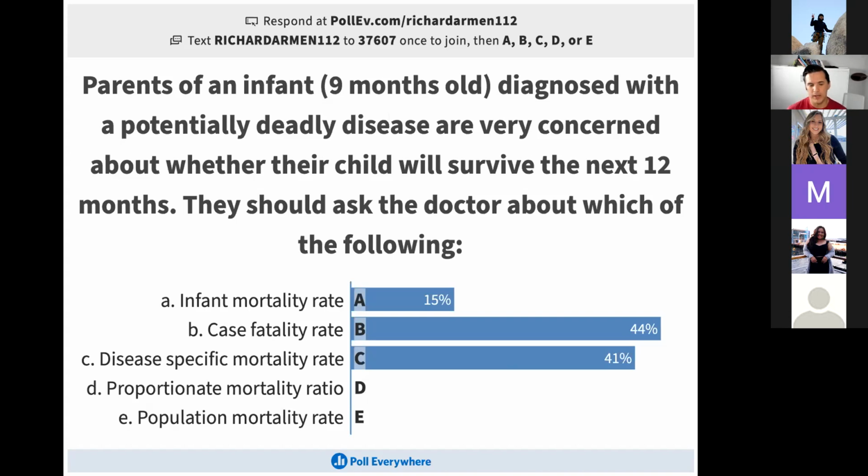So what does the infant mortality rate tell us? The infant mortality rate is the number of infants under the age of 1 who died during that time period. So that would tell us of all infants who were born in that time period, how many died under the age of 1. Does that tell me anything about the disease itself? And would that help the parents know, my infant has this particular disease, what is their risk of dying?